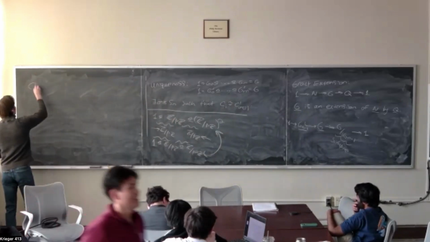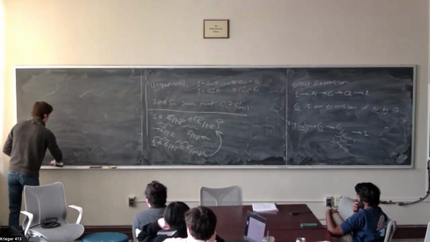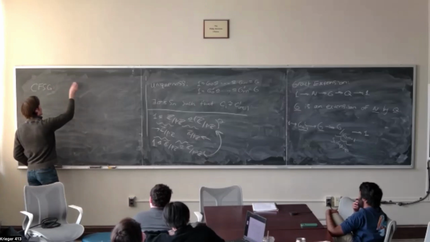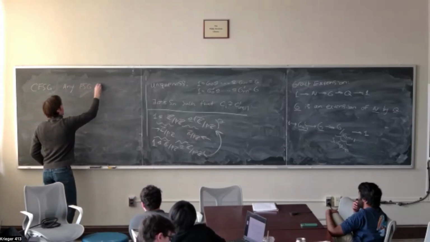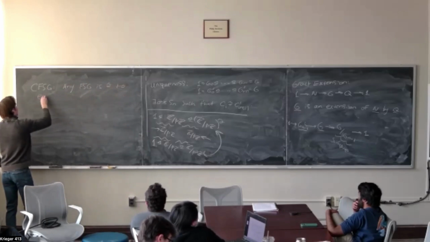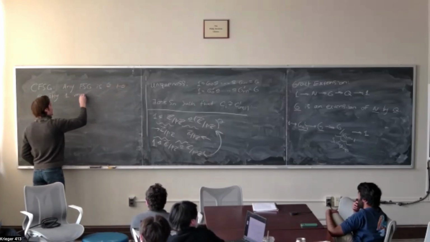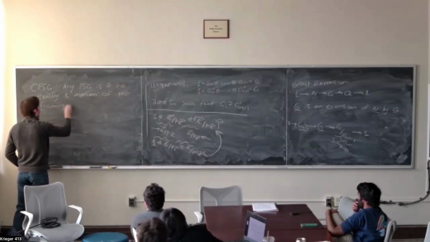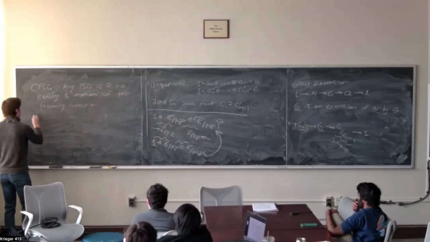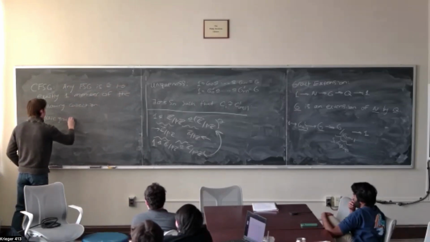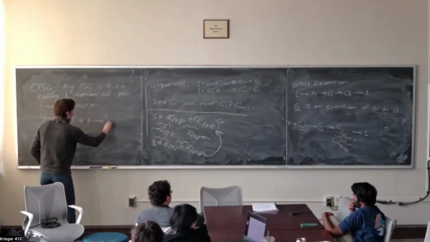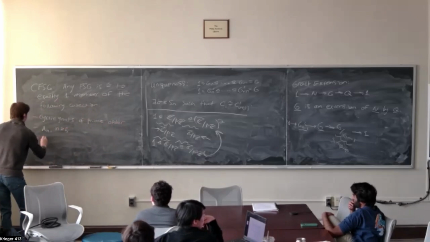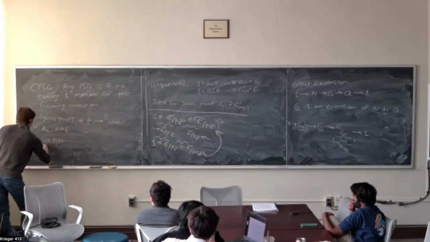Okay, so let's do this classification theorem. For the rest of the talk, I'll abbreviate it as CFSG, for classification of finite simple groups. The result is: any finite simple group is isomorphic to exactly one member of the following collection. What is this collection? We have cyclic groups of prime order. We have A sub n for n greater than or equal to 5. We have groups of Lie type, and we have 26 sporadic groups.